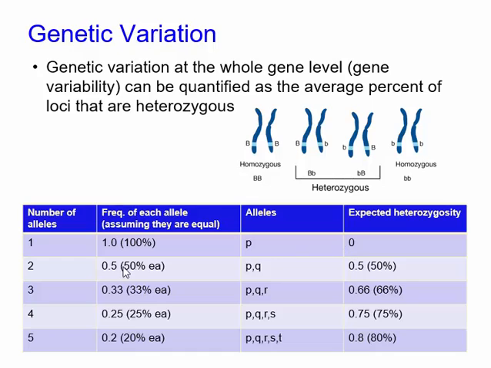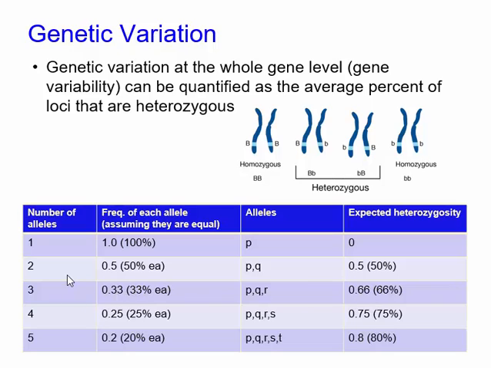Let's say there are two alleles, and we're just going to assume they occur in equal amounts in the population. So we have P and Q here. If that's the case, then heterozygosity is 50%. And this might remind you of our Punnett squares in genetics, where 50% of our individuals out of a cross would be heterozygous.